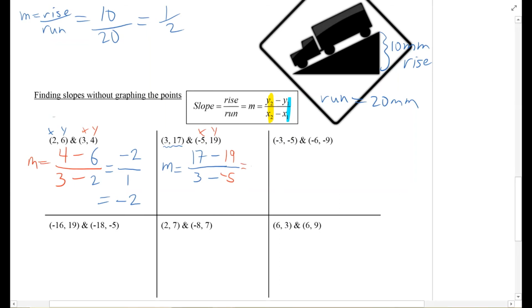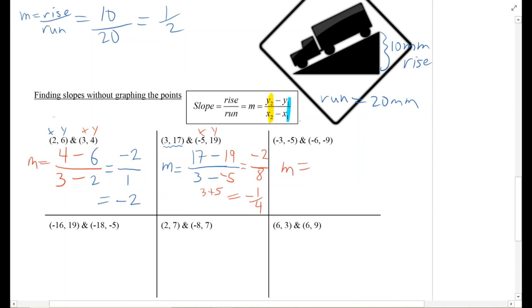So what does the top equal? Good. What does the bottom equal? Well, that turns into 3 plus 5. 8. Okay, simplify now. -2 over 8. Trevor? Good job. Okay, so next one, which point do you want to put first?